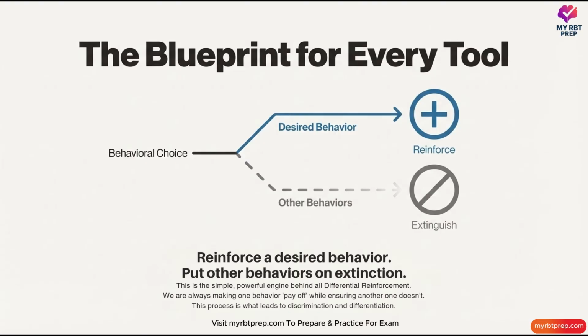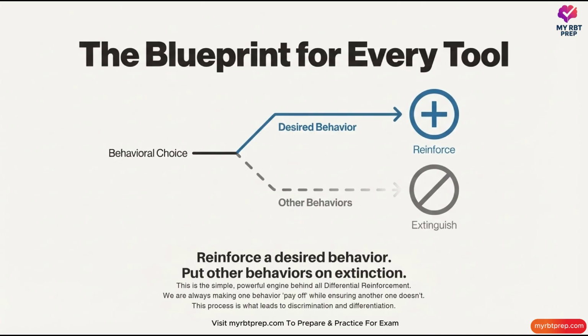Now, drop down to the dotted gray line. This is where the discipline comes in. For other behaviors, the maladaptive ones or the distractions, we apply the prohibited sign. We put those behaviors on extinction. This doesn't just mean ignoring them. It means cutting off the fuel supply. We ensure that path yields absolutely zero results.